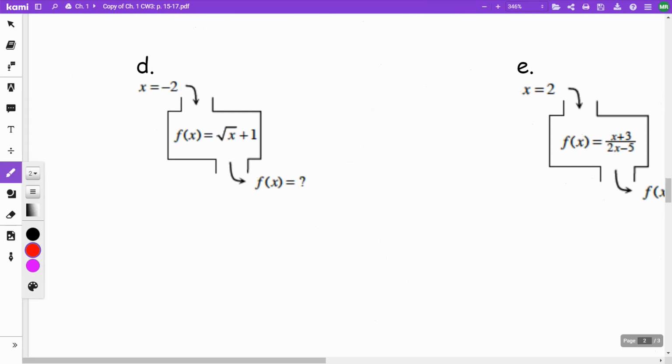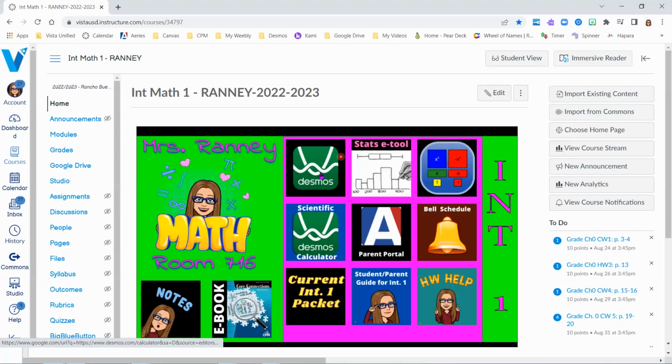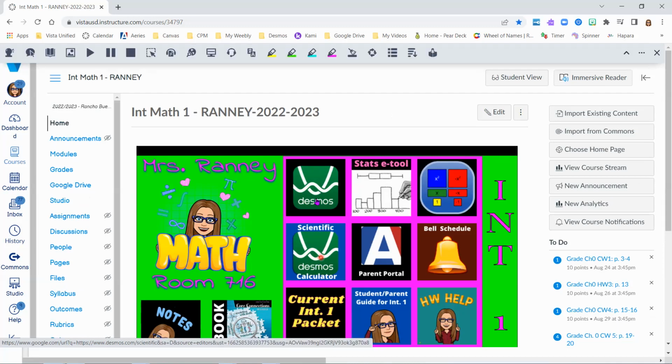Now, if you needed help doing that, you can use Desmos. I have Desmos on our Canvas homepage. Let me just get up our Canvas homepage. I have Desmos right here. There's also the scientific calculator Desmos. You could really use either one of these. It is something you can also have on your phone. It is a free app. I have Desmos saved up here for myself.